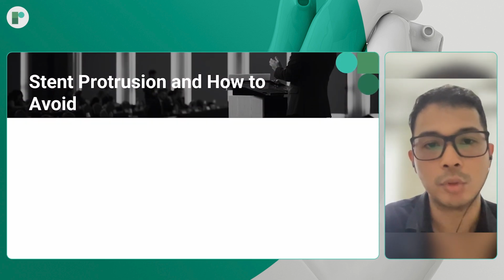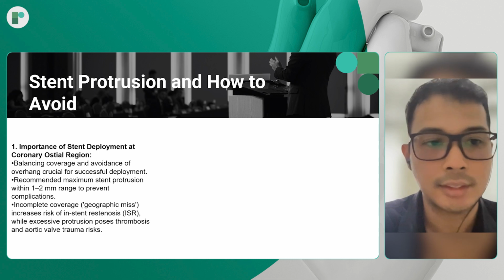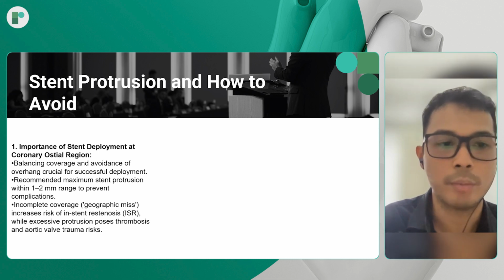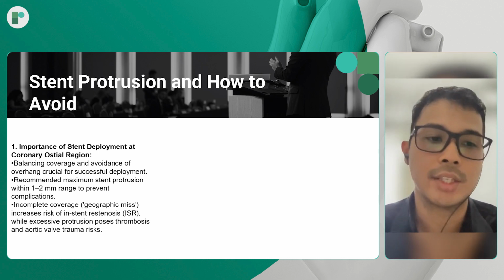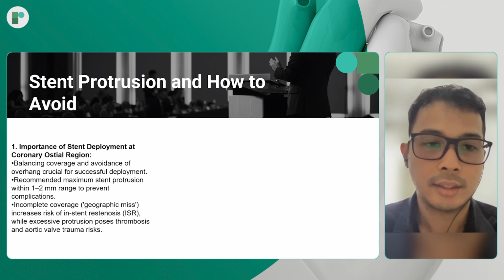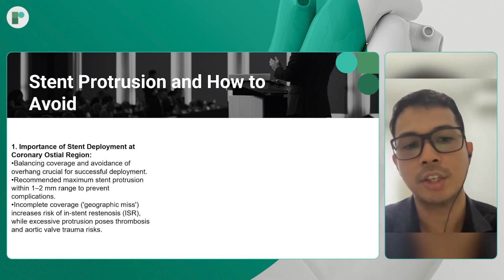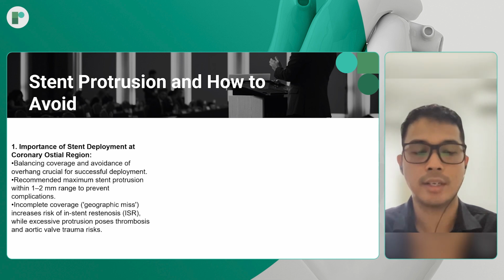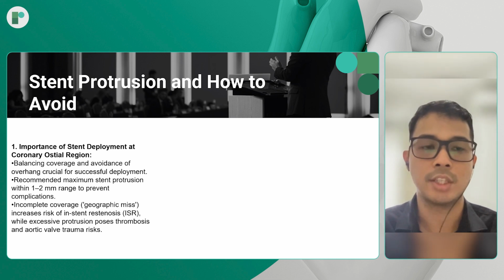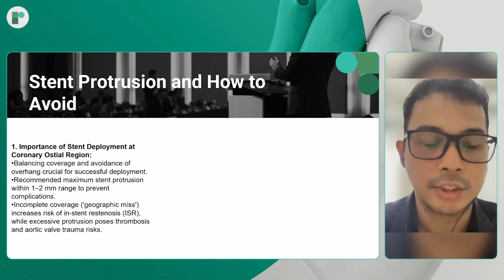So how about the stent protrusions and how to avoid them? For stent deployment at the coronary ostial region, we have to balance coverage and avoidance of overhang, which is crucial for successful deployment. Based on the literature, the recommended maximum stent protrusion is around 1 millimeter, to prevent complications in the future stage of the patients.